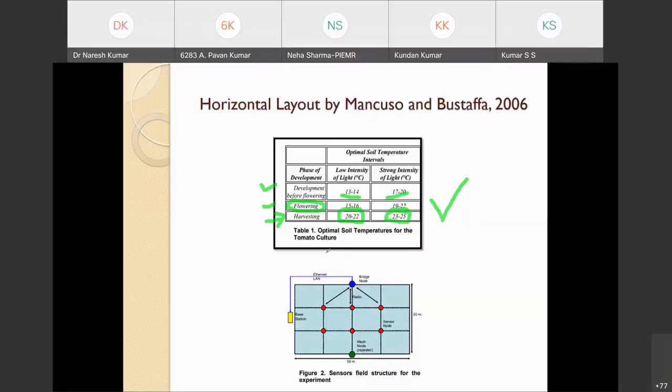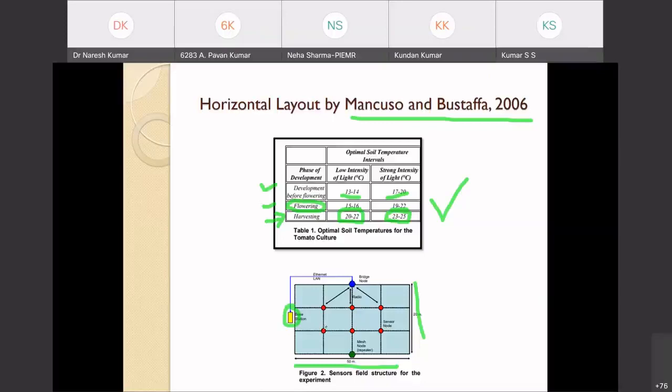In this experimentation by these researchers, the horizontal deployment was done. These are the sensor nodes which were deployed, and this is the mesh node, which is the repeater. This is the 20 meter area, and this is the 50 meter area on which the deployment was done, and this is the base station.